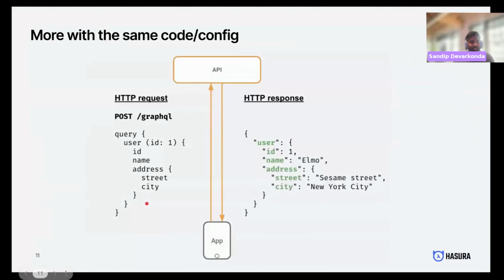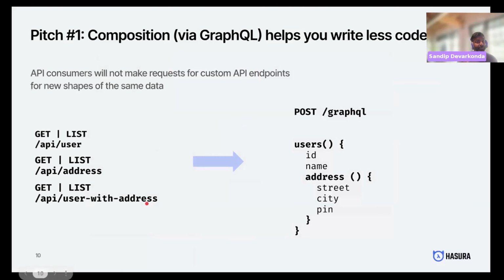So in the previous example, we were taking a look at how composition works inside the same domain. The same team writes less code to be able to support various permutations of requests inside the same domain.